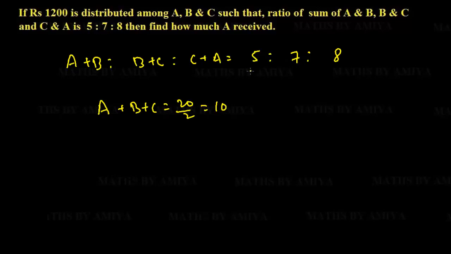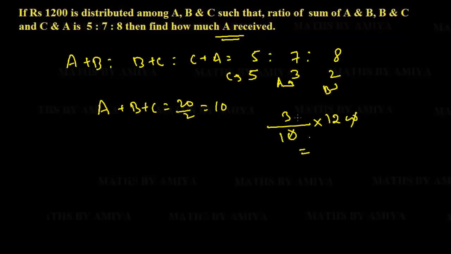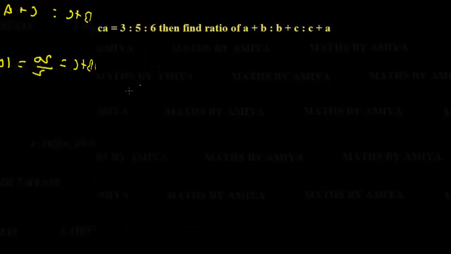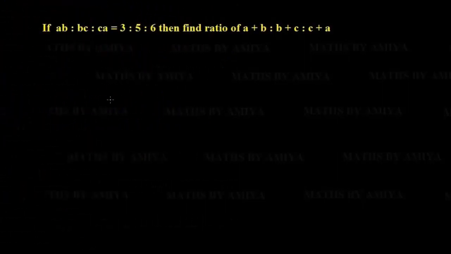So we need to find the gap, which is 5, 3, 2 with respect to 10. Missing is C, missing is A, missing is B. And we need to find how much A received. A received 3 out of 10 and the given value is 1200. Cancel out, so the money received by A is nothing but 360 and this is our answer. Fine. Now solve the last question. The question is in front of you. Pause the video and solve the question.